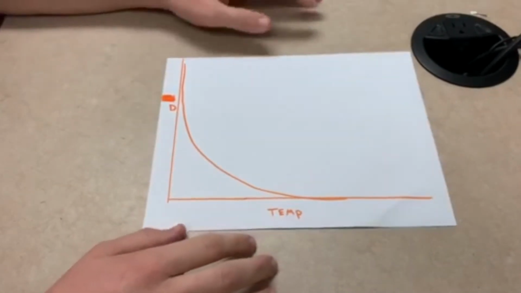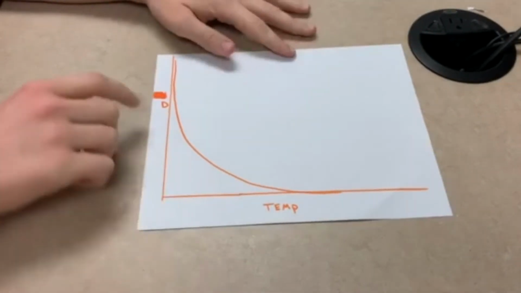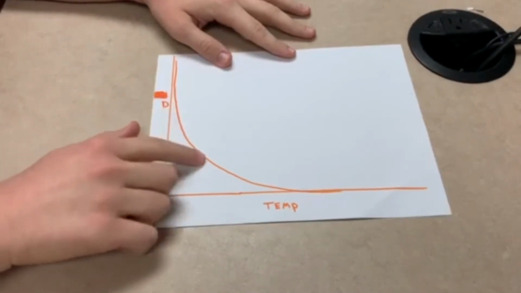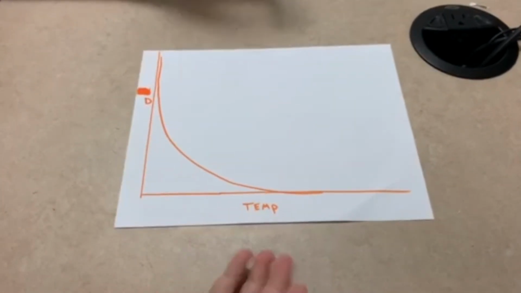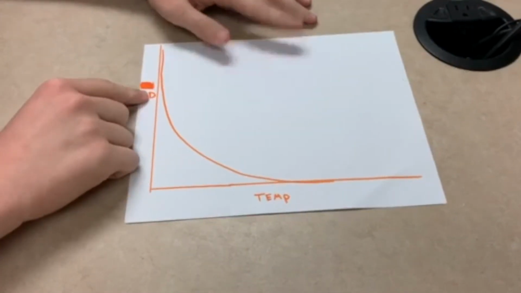So we just talked about D values, and obviously your D values are not static. They're going to change with temperature, and this is how you can visualize how your D value is going to change with temperature. It's going to exponentially decrease because it's pretty intuitive. As your temperature increases, it's obviously going to take less time to kill any microorganisms there.